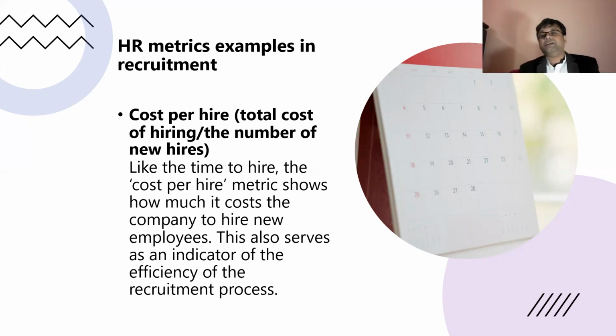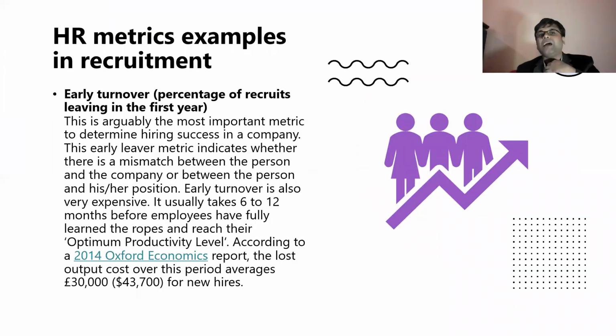Then there are some logistics costs and a lot of other costs involved. That is called the cost of hire. Total cost of hiring divided by the number of new hires gives the cost of hire. So it is also a very important indicator of the efficiency of the recruitment process. Right.